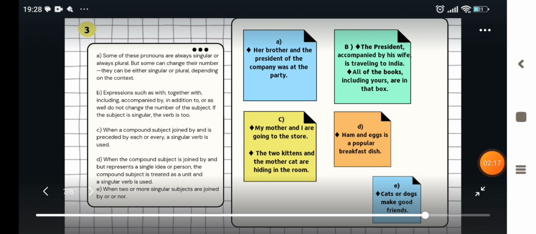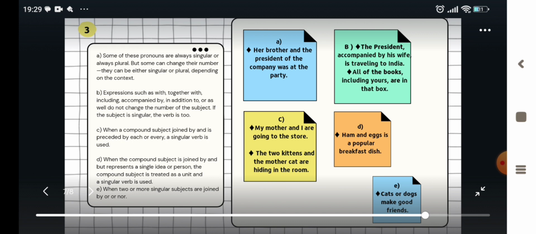Okay, sorry. B. Expressions such as with, together with, including, accompanied by, in addition to, or as well as do not change the number of the subject. If the subject is singular, the verb is singular. For example, the president, accompanied by his wife, is traveling to India. All of the books, including yours, are in that box. In this case, as I said, we don't change the number of the subject if the subject is singular.